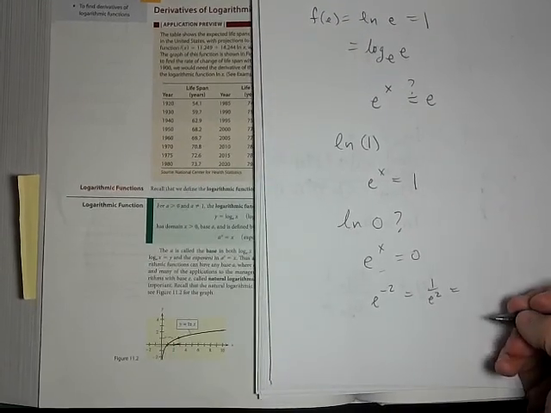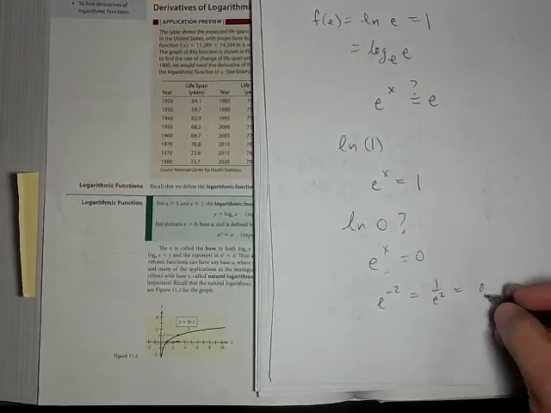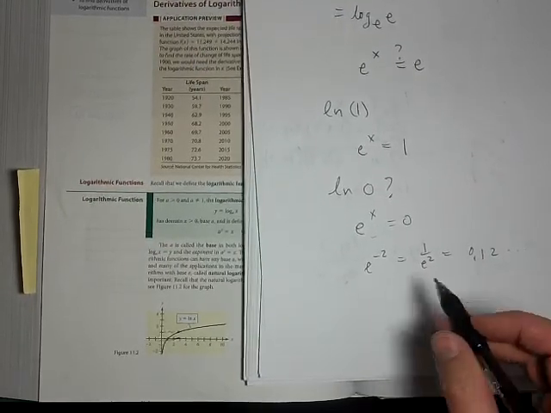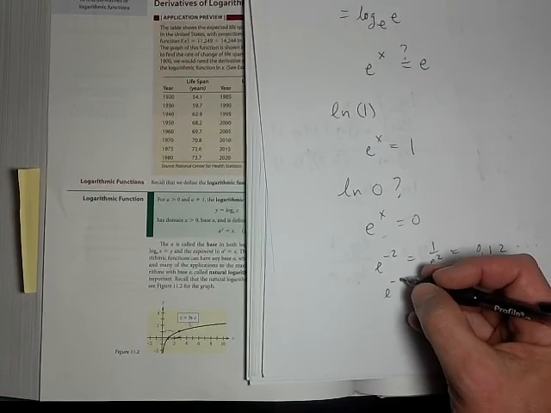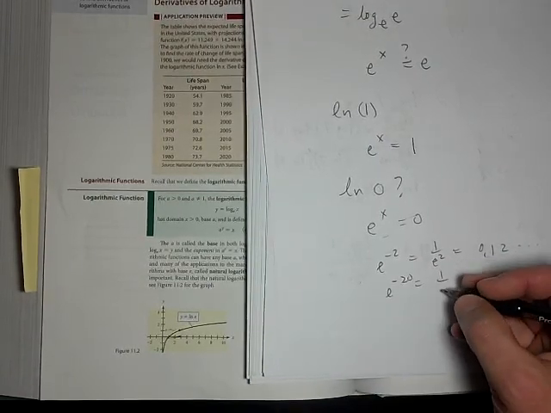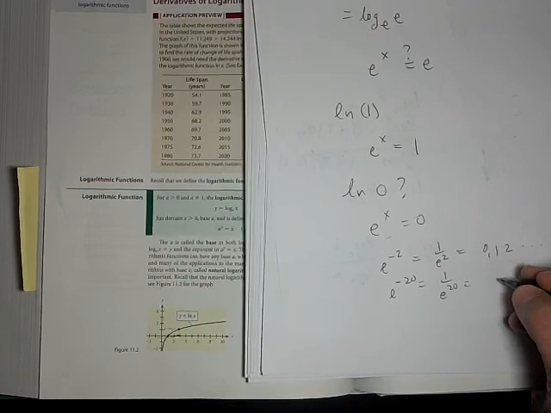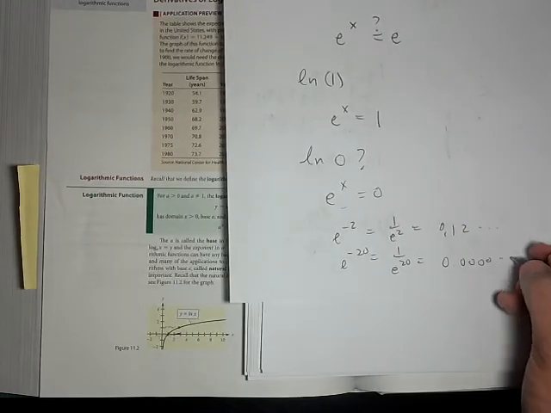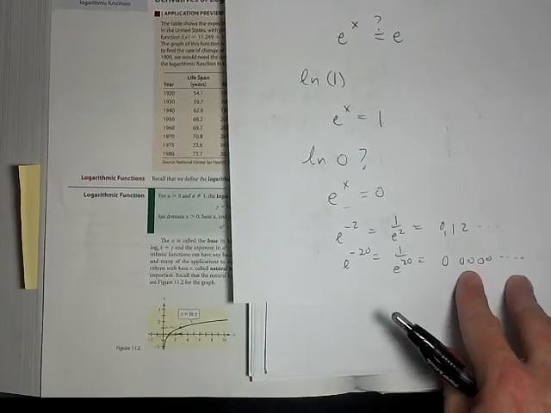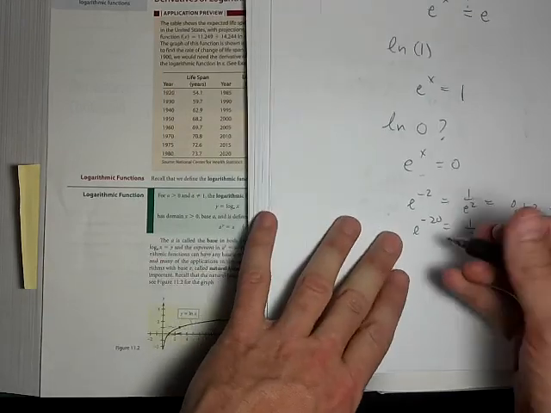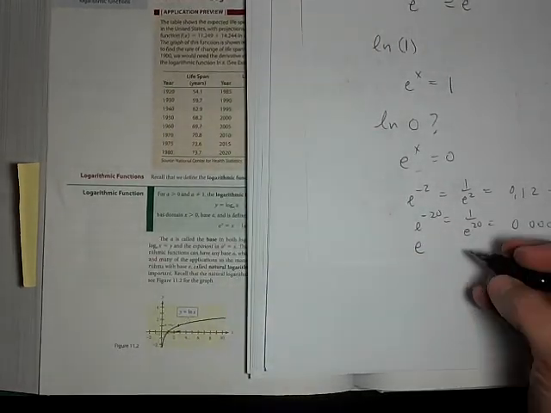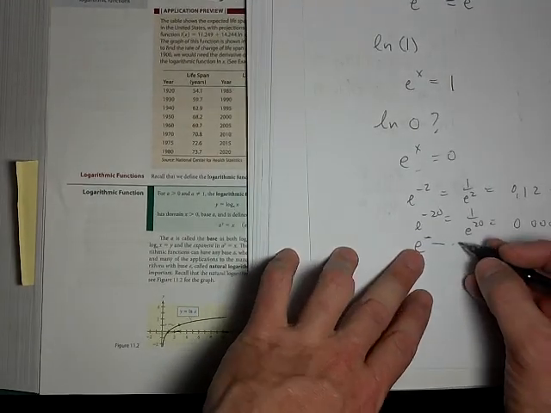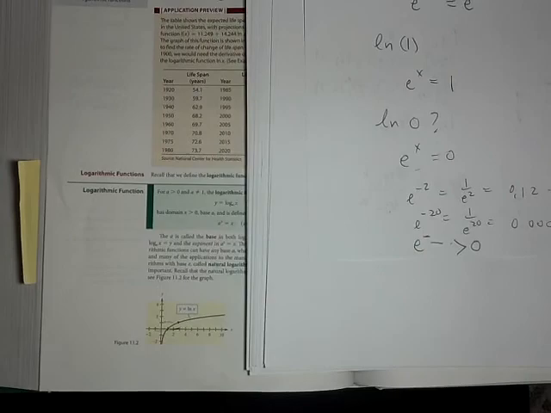1 over e squared is going to be, I don't know, like 0.12 or something like that. But that's not 0, okay? So what about e to the minus 20? Well, that's 1 over e to the 20th, which is going to be a really small number, but it's still not going to be quite 0. It's going to be a little bit more than 0. And it turns out no matter how negative you make this number, you will always be greater than 0.